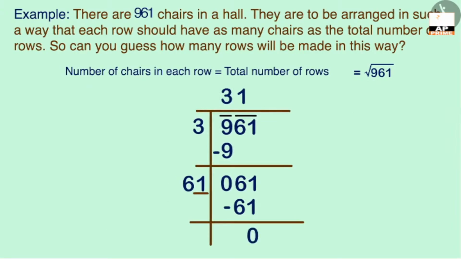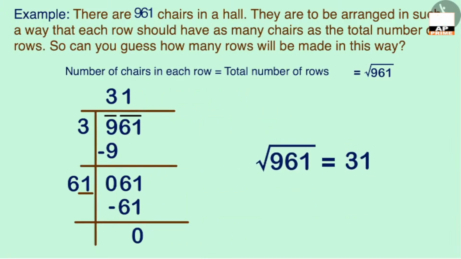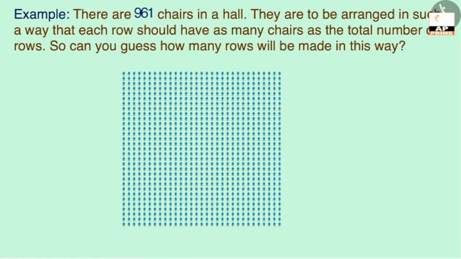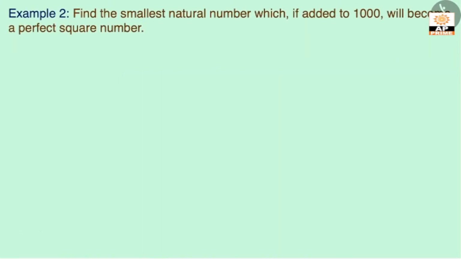Thus, the remainder will be 0. Now there are no digits left in the given number. Thus, we are getting 31 as the square root of 961. So, the hall will have a total of 31 rows of chairs and each row will have 31 chairs. Let us now see another example.